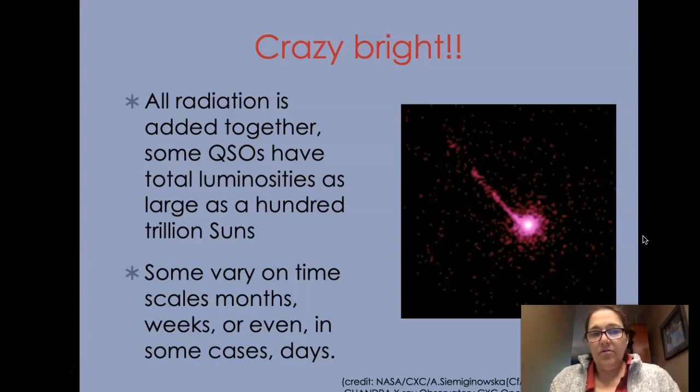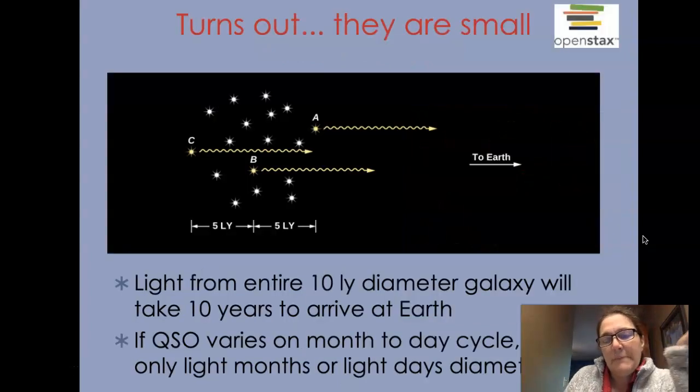If you add all the radiation together from QSOs, visible, infrared, radio, all of those different wavelengths, they have total luminosities that are hundreds of trillions of suns. They often vary on timescales of months, weeks. Sometimes they vary so quickly that it's just days. So what does that mean for us? Well, what it tells us is that they're very crazy small.